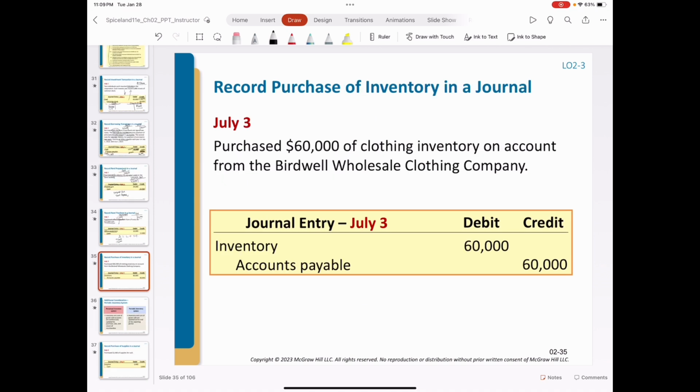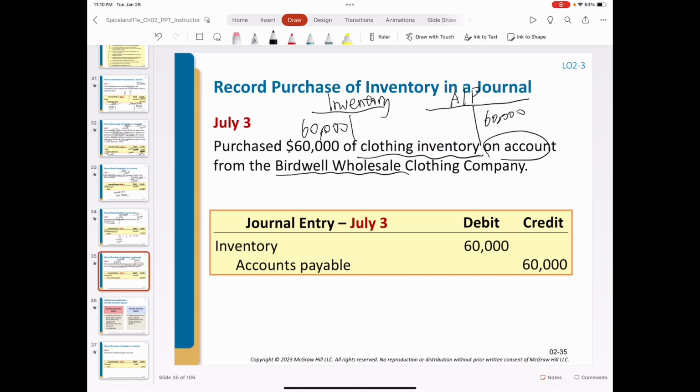Another purchase on July 3rd, 2 days after: purchase $60,000 of closing inventory on account. Closing inventory is an asset increased because of this purchase. So for the inventory account, we put the increase on the left. So that's a debit, $60,000. And also this is purchased on account. There's no cash payment to Birdwell Wholesale. We use accounts payable. And this is a liability increased.